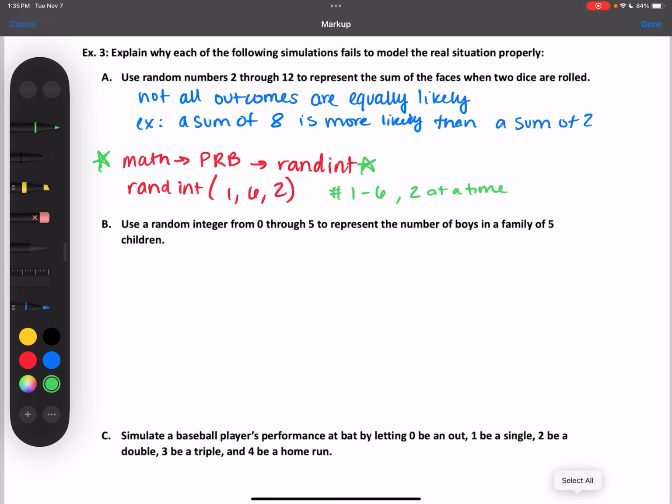All right. Use a random integer from 0 through 5 to represent the number of boys in a family of 5 children. So, we're trying to find why the following simulation fails to model the real situation properly. So, what's the issue with this one?